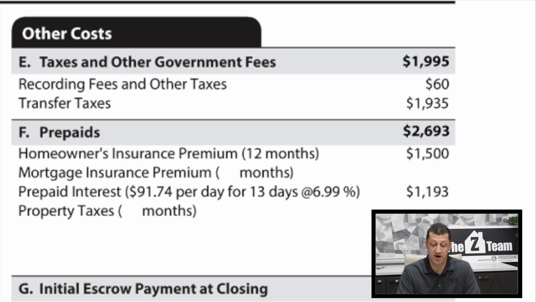Now move into paragraph F. This is your prepaids. You'll see on there the total amount, and in this case, you'll see homeowners insurance is estimated at an annual premium of $1,500 a year.